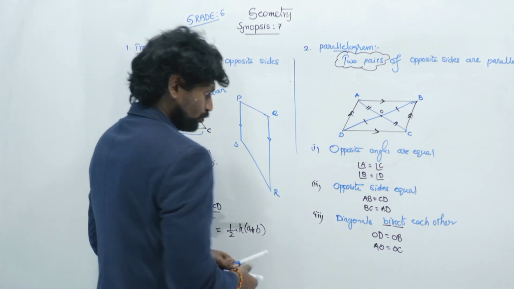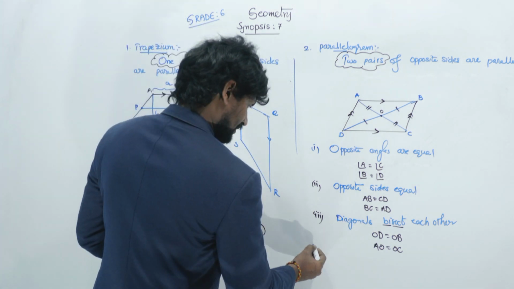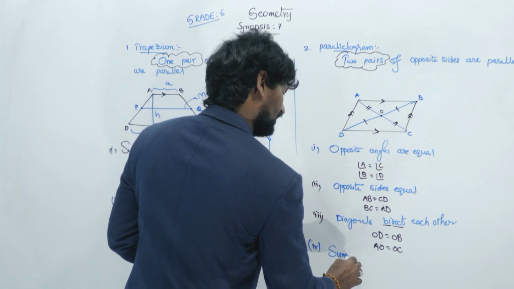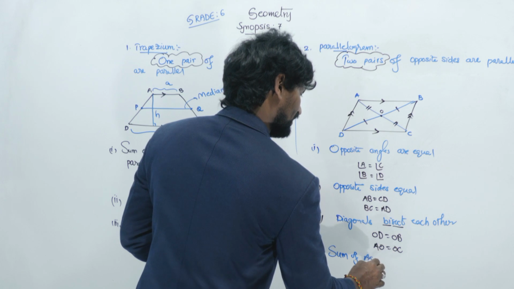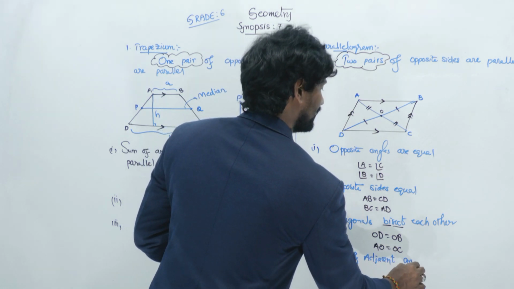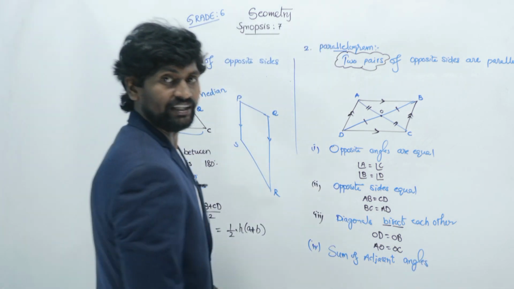Now, the fourth property is that the sum of adjacent angles is supplementary. Adjacent means side by side. The sum of adjacent angles is 180 degrees.